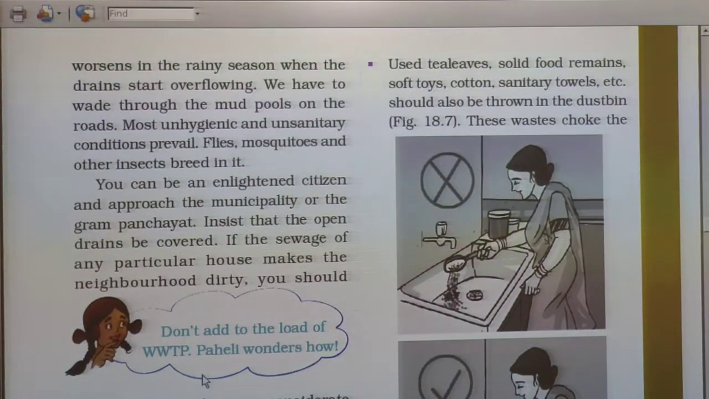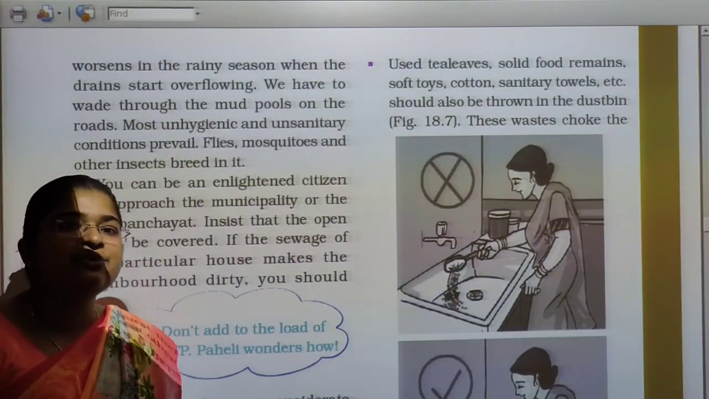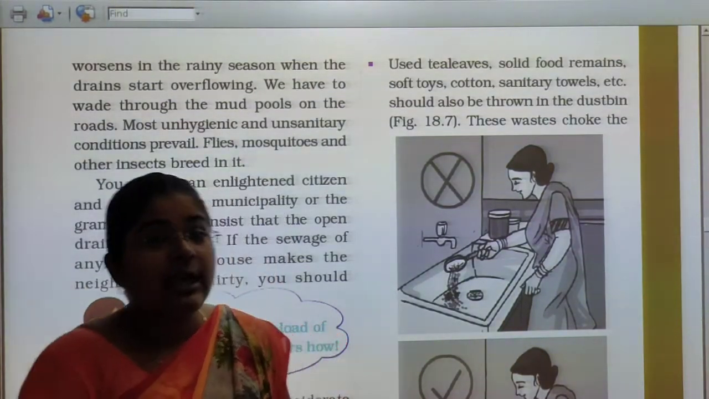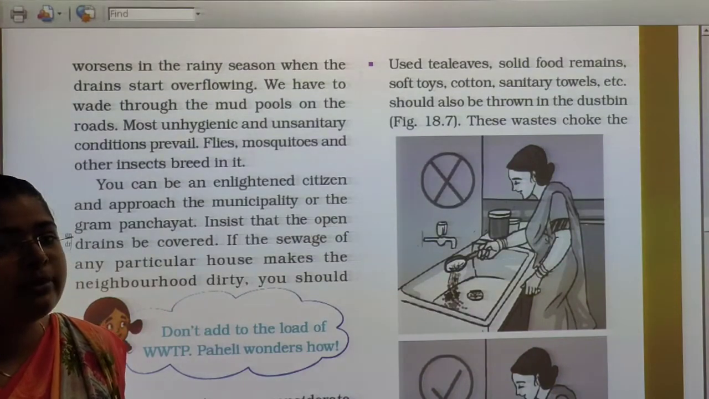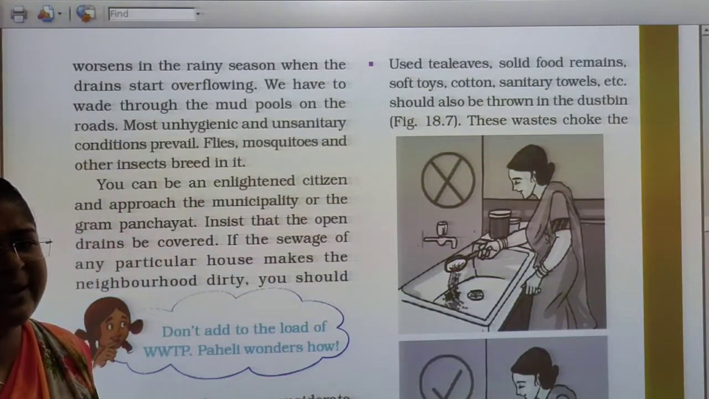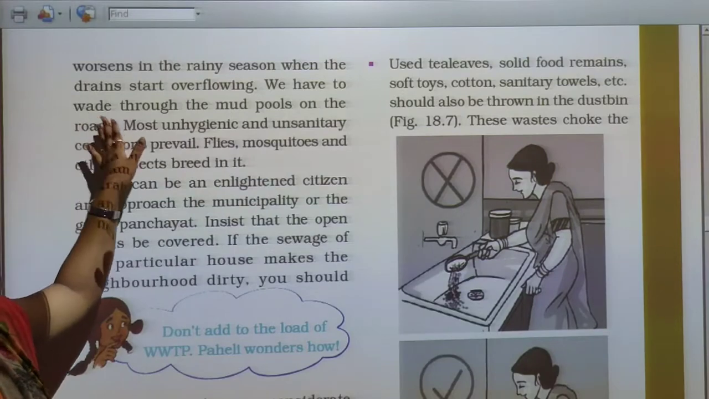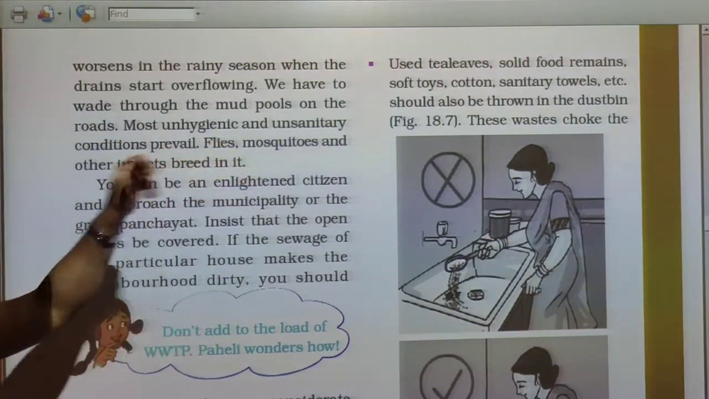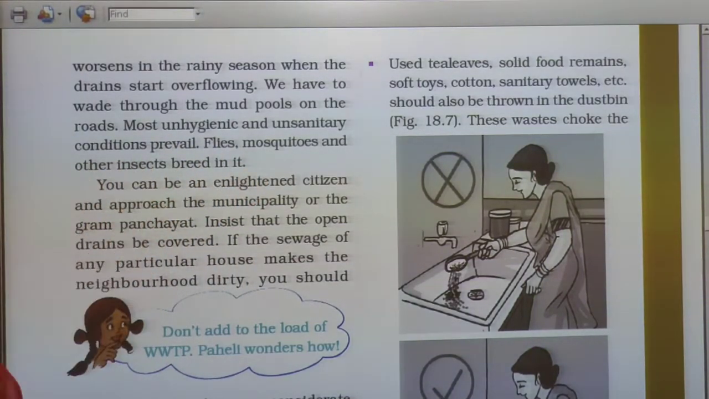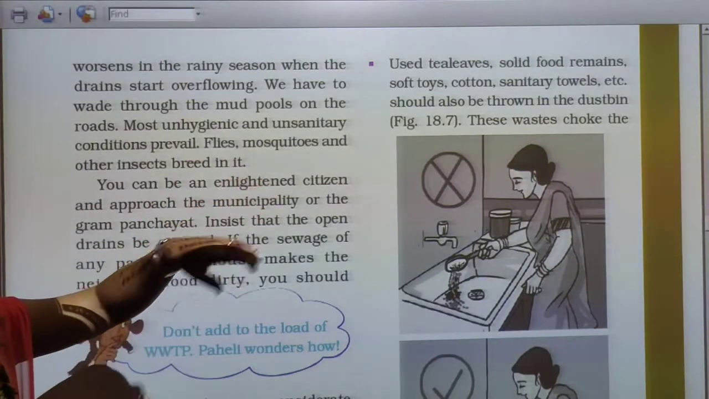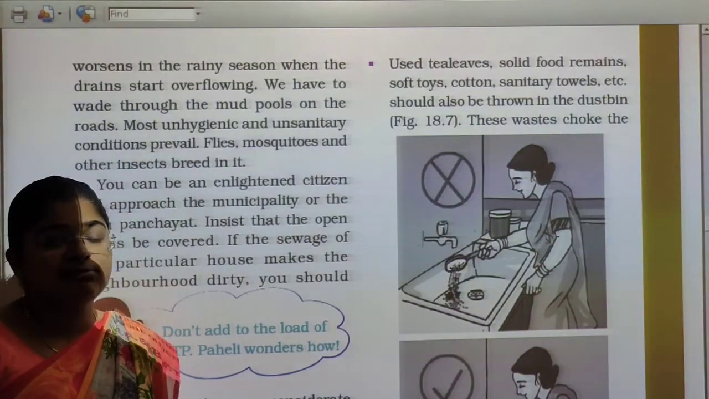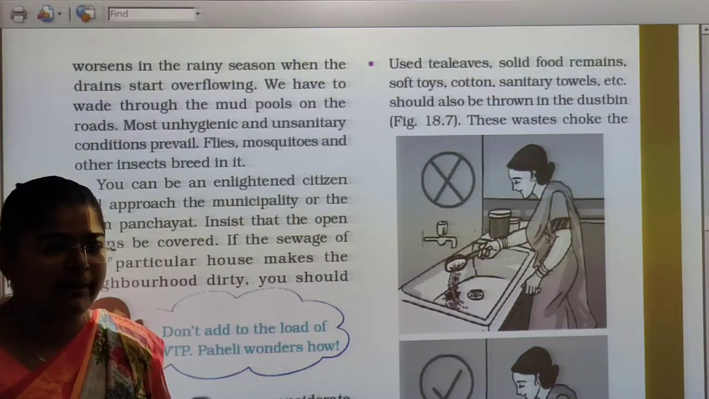Situations worsen in the rainy season when the drains start overflowing. So sometimes we also see garbage in the drains, and in the rainy season, I think almost all drains are overflowed and they have a very bad smell. We have to wade through the mud pits, holes on the roads, and most unhygienic and unsanitary conditions prevail. Flies, mosquitoes and other insects breed in it. So at that time, flies, mosquitoes and other insects come in.